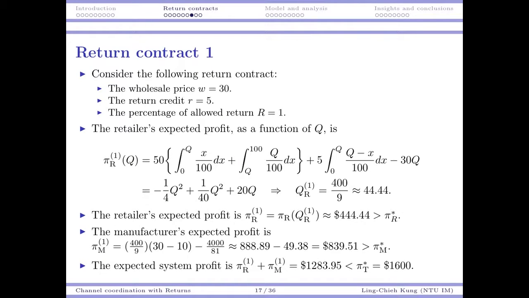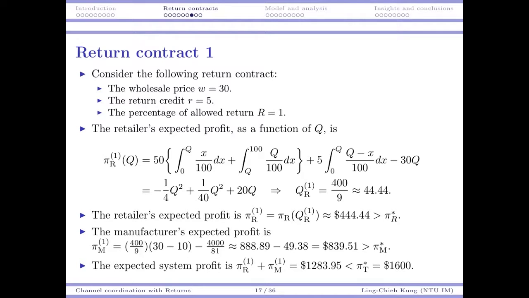How about this? Let's consider the following return contract. I say, okay, wholesale price is still there. And then the percentage of allowed return, I set it to be 1. That means for everything that you cannot sell, I'm going to take it back. And then I will pay you $5. So, with that in mind, now we can write down the new objective function of the retailer.